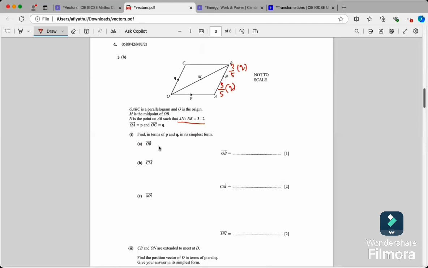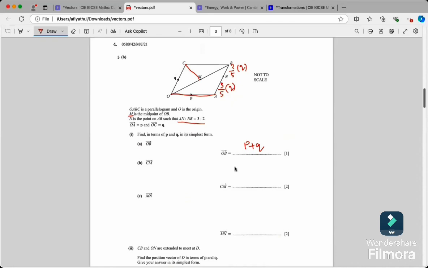Okay. Now find out OB. So OB, you can get them as O to A plus A to B. So OB, which will be P plus Q. And then you need CM. So you need C to M. So you can go where they mentioned M is the midpoint of OB. So O to M. So C to O and O to M. We can go like that.